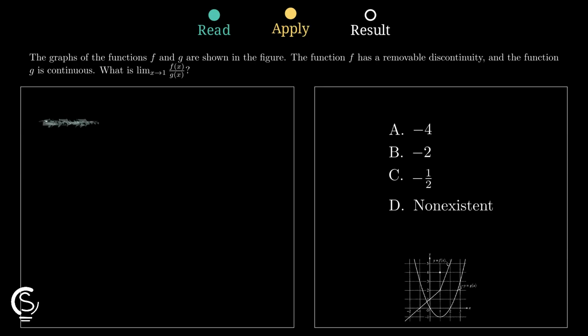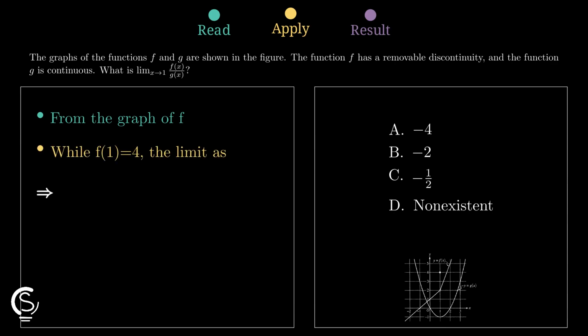Next, check the graph of function g at x equals 1. Since this function is continuous, we just find the point on the line, which is exactly at -2. Finally, divide the limit of f by the limit of g. 4 divided by -2 equals -2, making option B the winner.